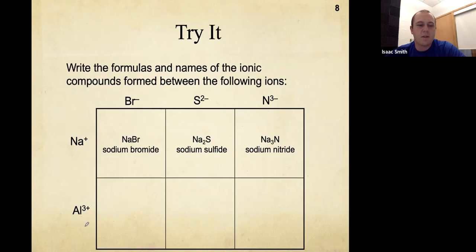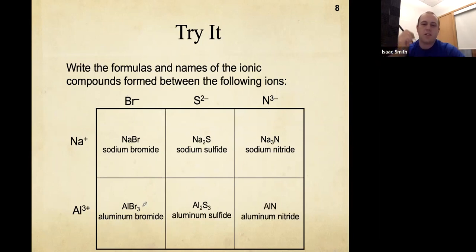Going the other way, we have aluminum with a 3+ charge and bromide with a -1 charge, so we need 3 bromides for every 1 aluminum to make the compound electrically neutral, okay? So we have the subscript 3, the name of the positive ion, and the name of the negative ion with the -ide ending to name it. Hopefully these are pretty straightforward. You can work through these.